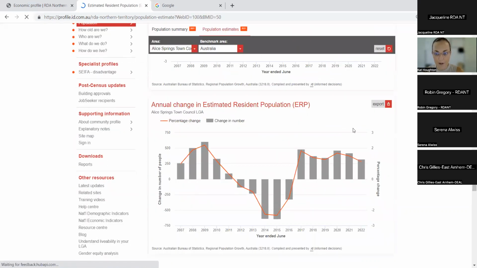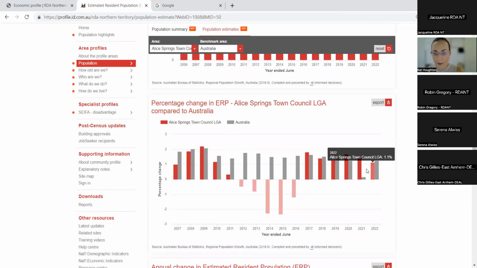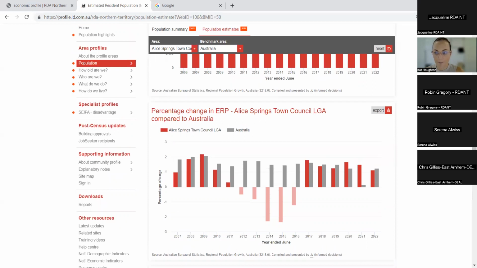So let's just have a look at Alice Springs. We've had 6 years of population growth in Alice Springs, and compared to the rest of Australia, higher than average growth in 2020, 2021. Then in 2022, we've just fallen behind, and partially that will be because of the comeback of international migration moving into our city centres as well.